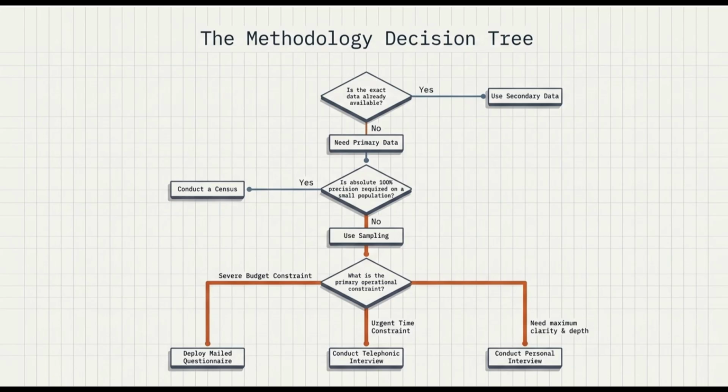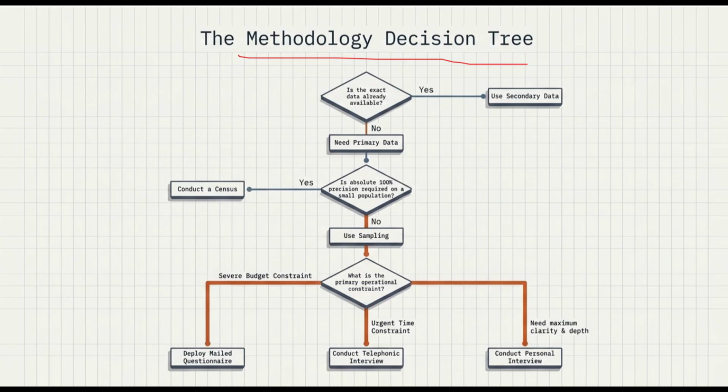So now let's see the methodology decision tree, how the methodology will be working. Let's see how researchers choose the best method for data collection. If the required data is already available, secondary data can be used. Otherwise, we have to collect primary data. If very high accuracy is needed for a small population, a census method is preferred. Otherwise, sampling will be used. The final choice also depends on constraints such as budget, time, and level of detail required.